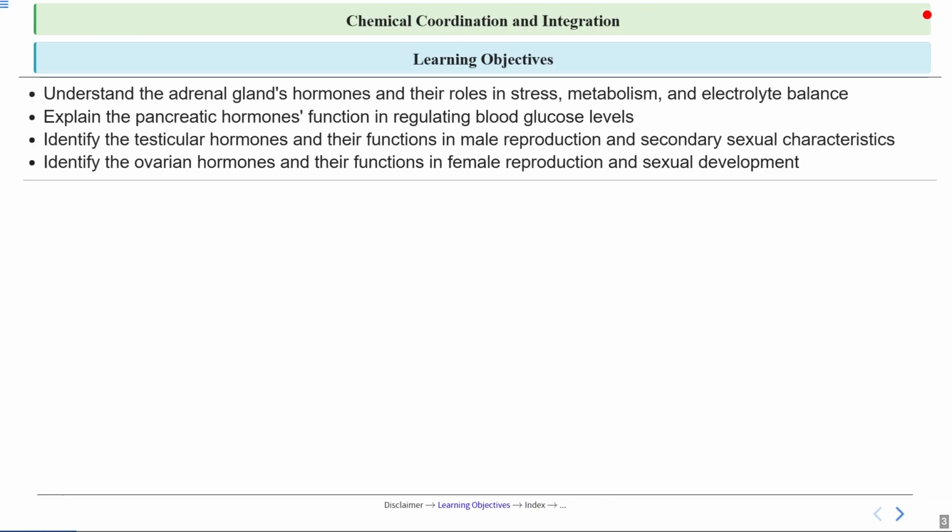So these will be our learning objectives for today. We will understand the adrenal gland hormones and their roles in stress, metabolism and electrolyte balance. Then we will discuss the pancreatic hormones and their function in regulating blood glucose level. Then we will identify the testicular hormones and their functions in male reproduction and secondary sexual characteristics. And finally, we will identify the ovarian hormones and their functions in female reproduction as well as sexual development.